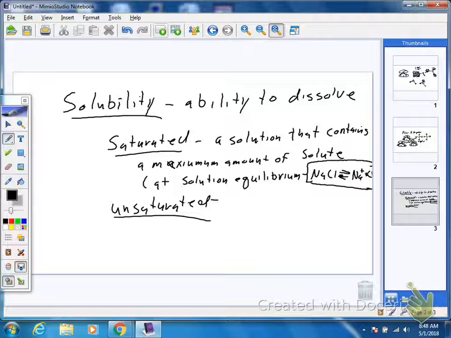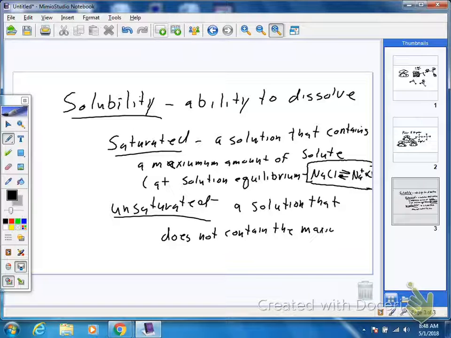An unsaturated solution is a solution that does not contain the maximum amount. Okay? Any questions that you have on that?